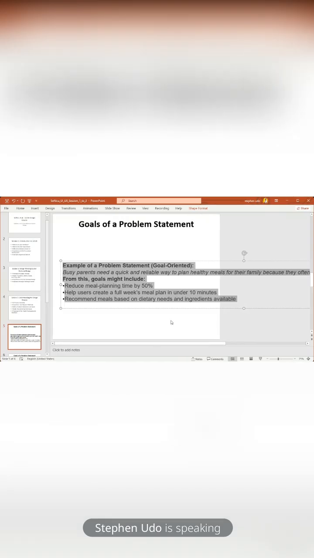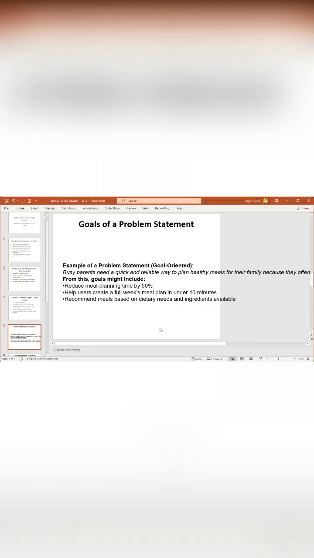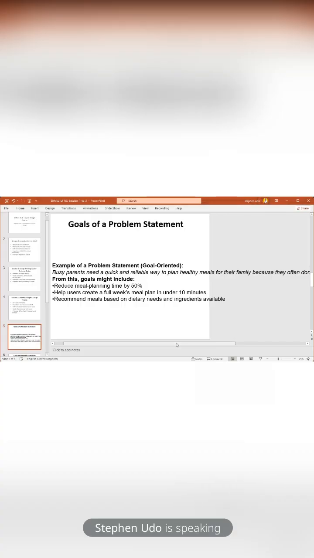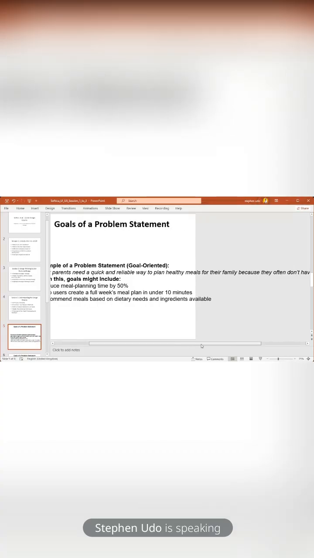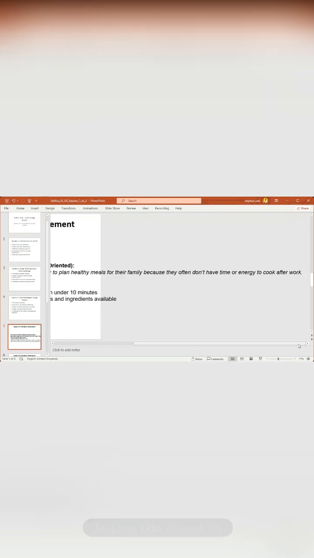An example of a problem statement, goal oriented. Busy parents need a quick and reliable way to plan healthy meals for their family because they often don't have time or energy to cook after work.